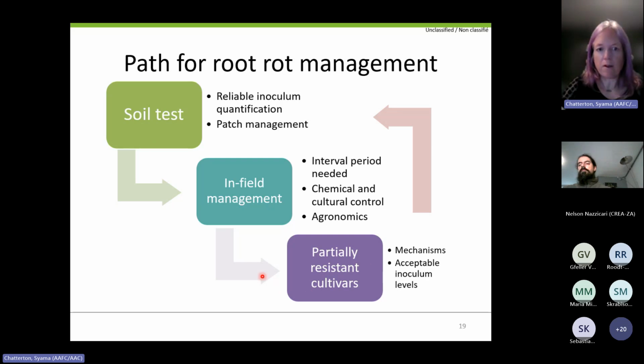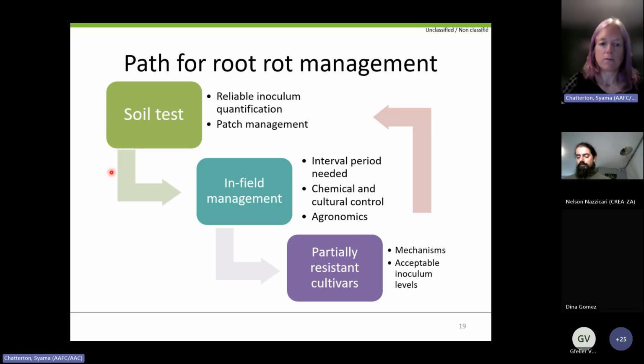And along with that, you know, we need to know how these cultivars are working. Are they reducing inoculum levels? Can we deploy partially resistant cultivars in fields that are infested, or do we have to be careful of not overloading that partial resistance with really high inoculum levels? And so, of course, then that ties back into knowing what's in your soil.